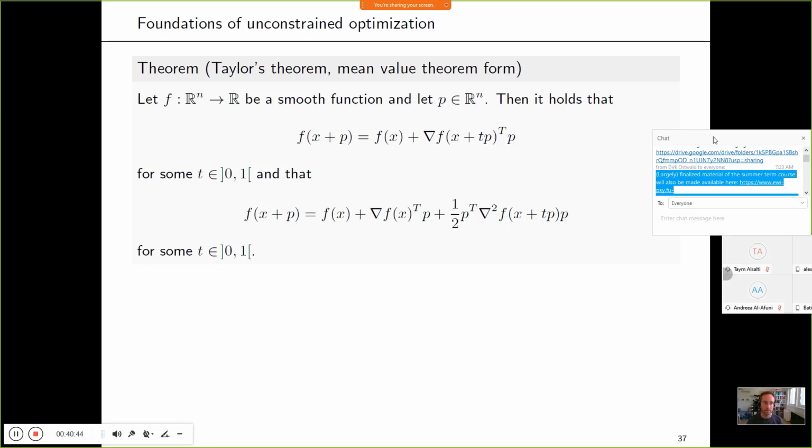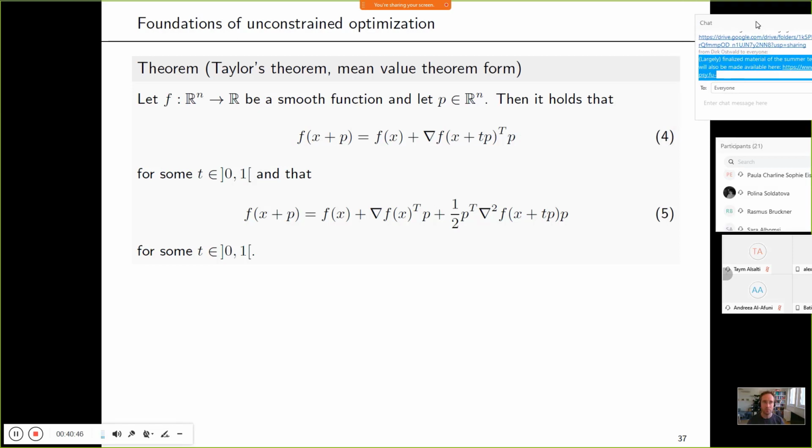So all these proofs make use of Taylor's theorem. At least that's what Nocedal and Wright say. They are a little bit cheeky there, because what they present as Taylor's theorem is, from my perspective, actually more the mean value theorem and the second order mean value theorem. So what they state without proof is that the following holds.